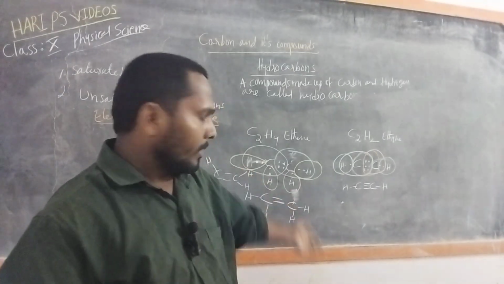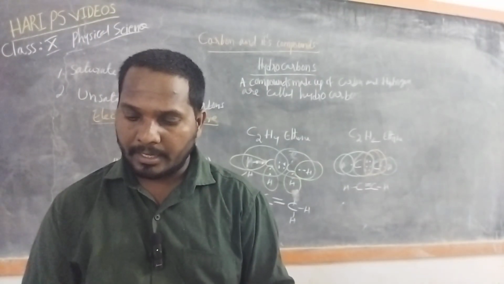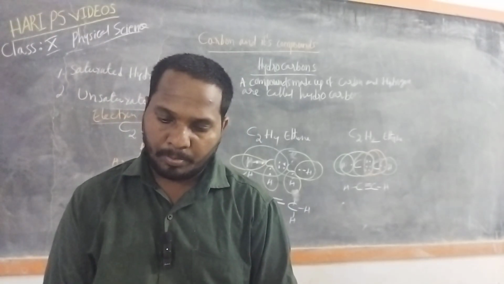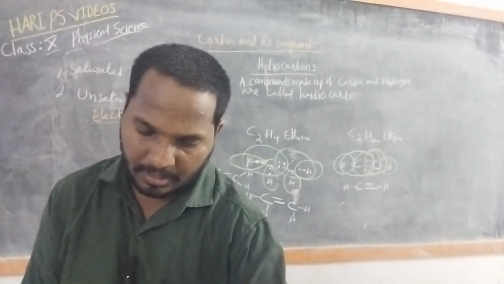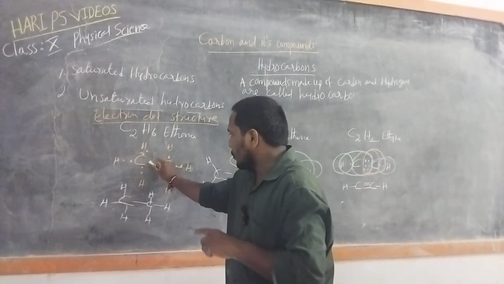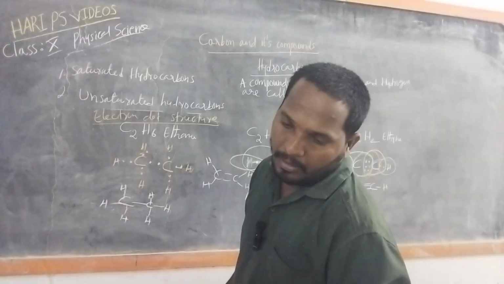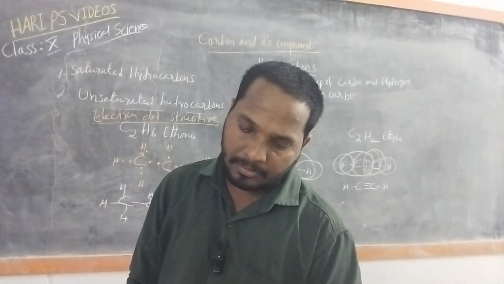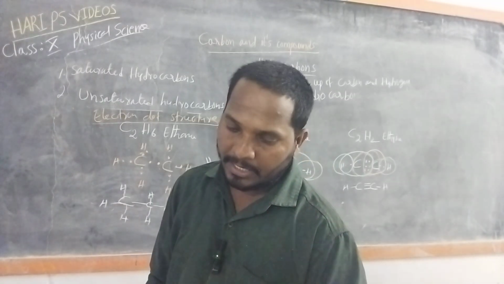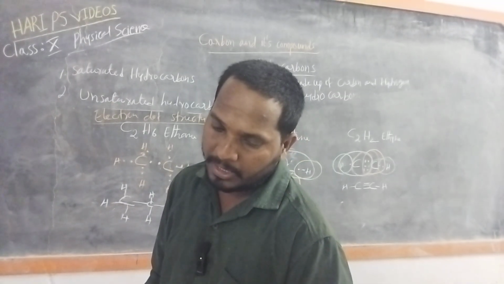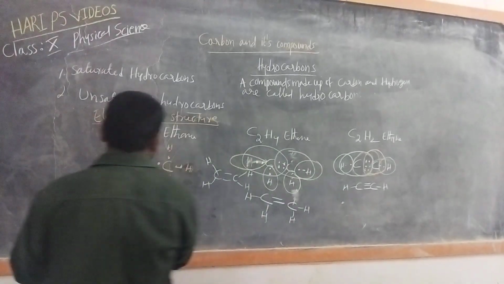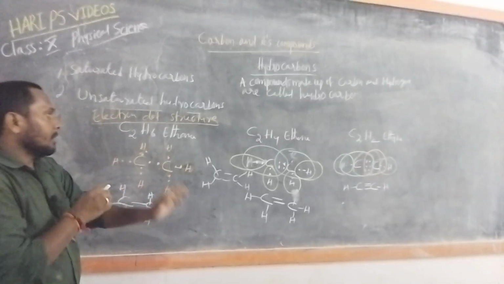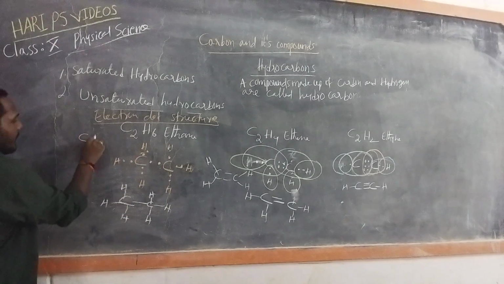Ethane. Second one, ethane, C2H6. It is an alkane containing a single bond between two carbon atoms. So it should be written with a single bond between the two carbon atoms. However, for convenience in writing, we usually represent ethane as CH3-CH3. As per our convenience, we can write different structures.